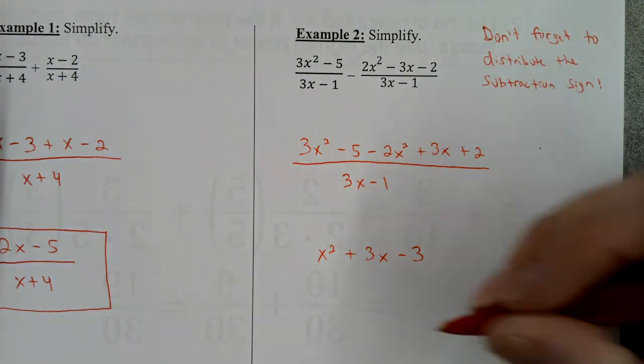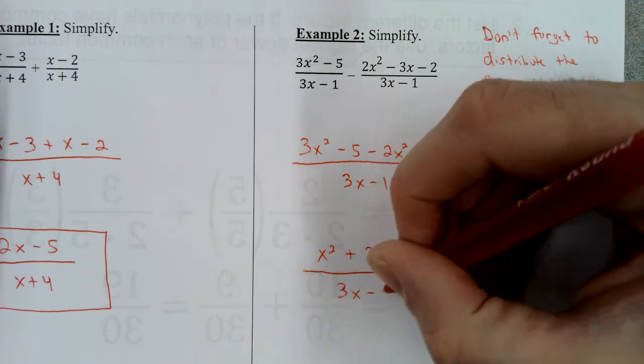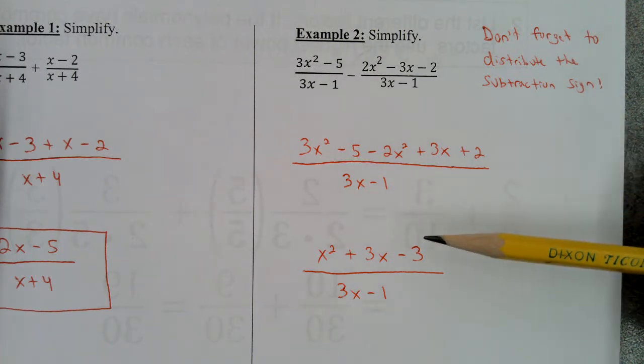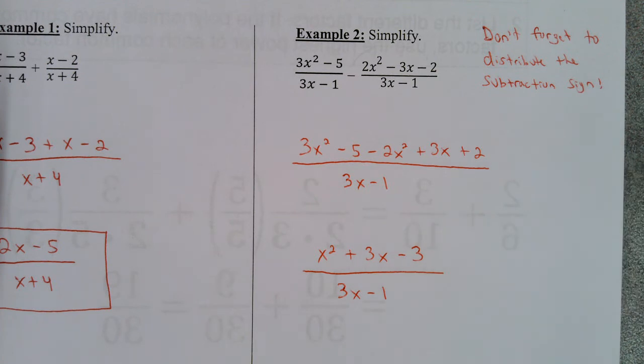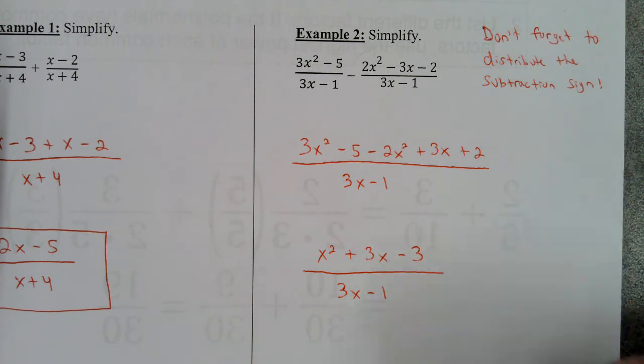Over 3x minus 1. Now, if you want, you might be able to see if you can factor the numerator, because maybe you can simplify this some more. So can you find two numbers that multiply to negative 3 and add to 3? No. So this is going to be the final answer. You cannot just cross off the 3x without 3x. You can't do that, okay? This is the final answer.